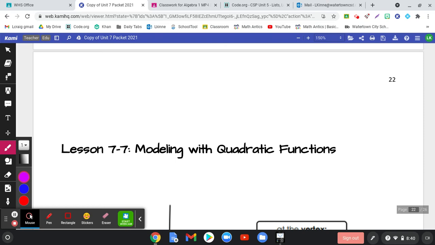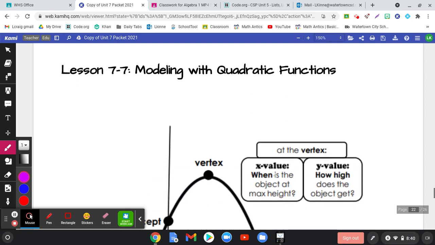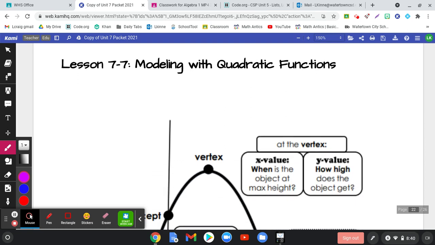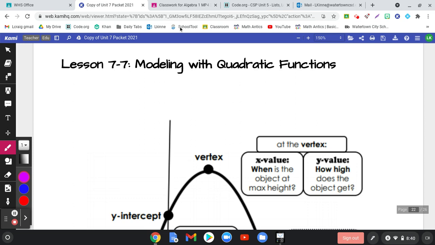Hi everyone, we're going to finish up this unit with some modeling, which just means word problems and creating equations and working with real life situations with quadratic functions.